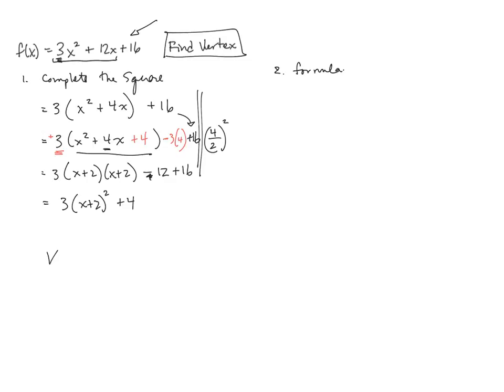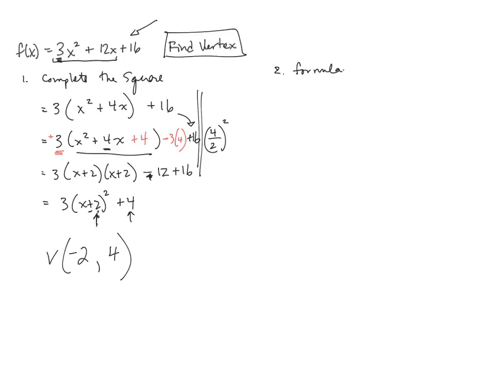So the vertex, just looking at the format here, comes from this number and this number. If it's in this form, I can just read off the vertex. So this first number, we always change its sign, right? So this would be negative 2 and a positive 4. So that's how you can get the vertex using completing the square. Using the formula, you'll see that it's a little bit quicker.